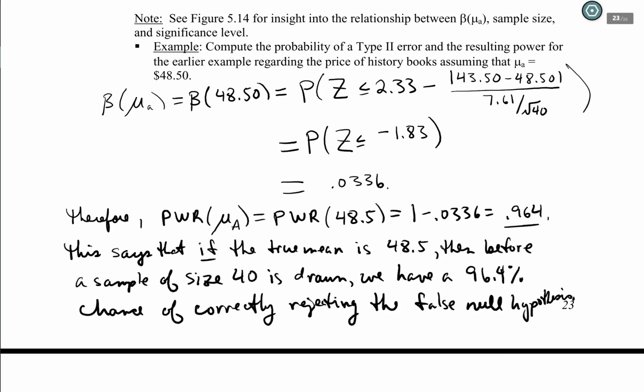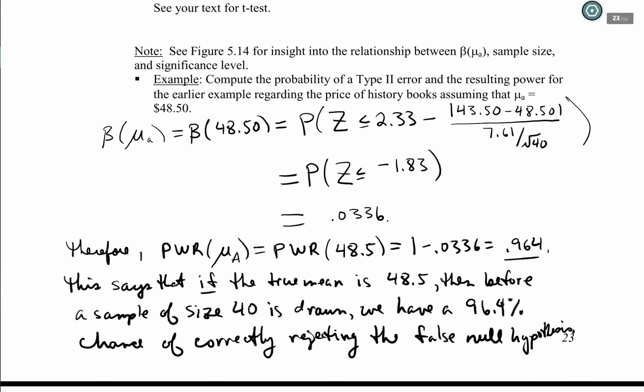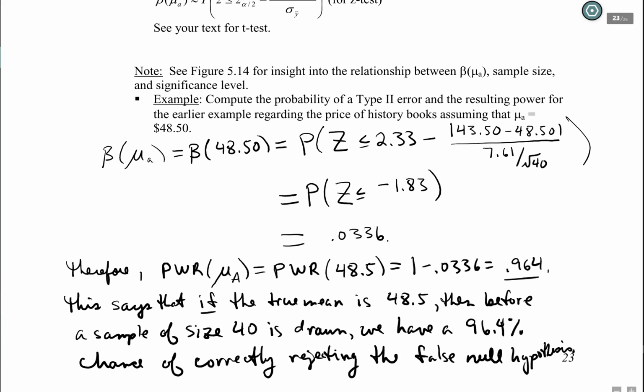So, power of the test. What I would want you to be aware of is if you look at this figure 5.14, it gives you some insight into the relationship between the power of the test and the sample size and significance level. I say power, type 2 error rate. Just to make a statement here, then we'll be done. If mu A is closer to 43.5, the closer the true value of mu is to the null hypothesized value, then the type 2 error rate is going to go up and the power would go down.